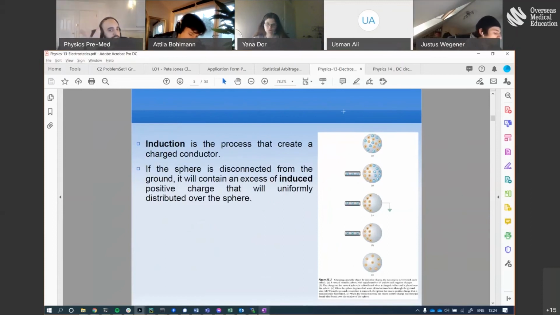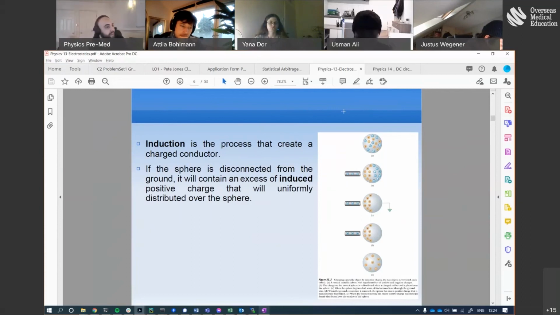Induction is basically charging a conductor, creating an imbalance of charges in a material that's conductive. That's what induction means. You should note that a lot of this terminology comes from historical context. Although these things seem very similar to each other, they would have separate names just because historically they were discovered and thought to be separate things.